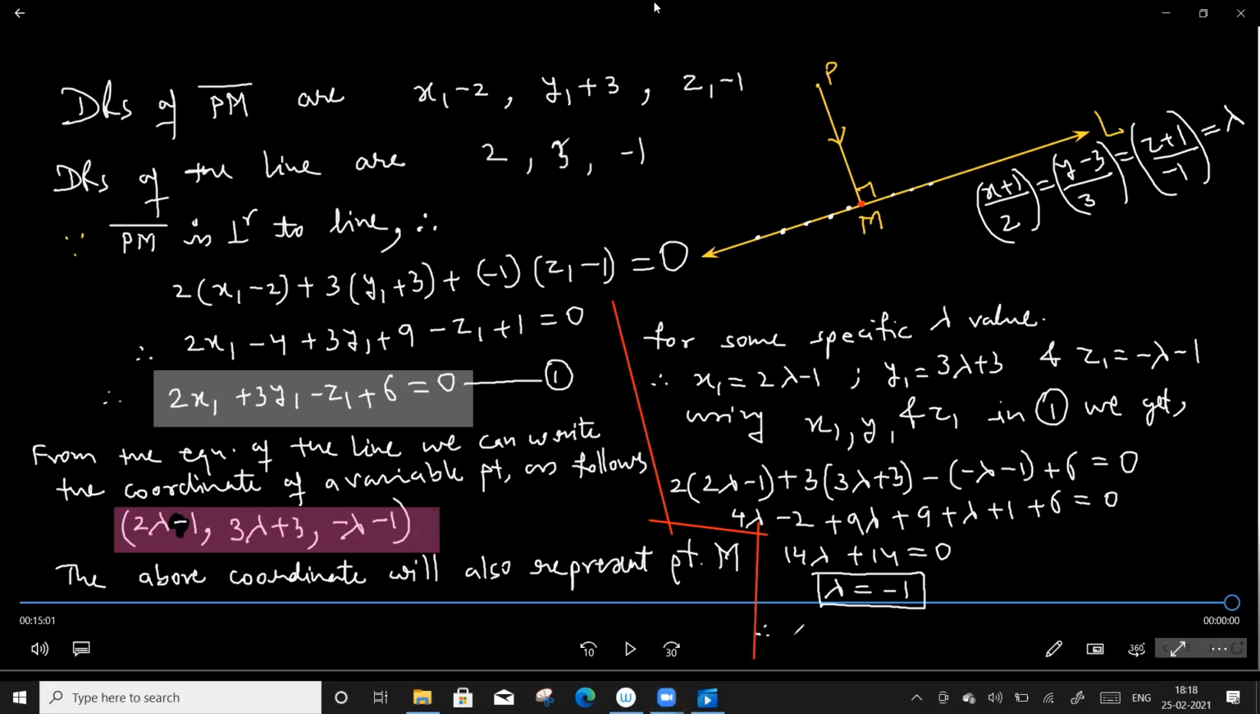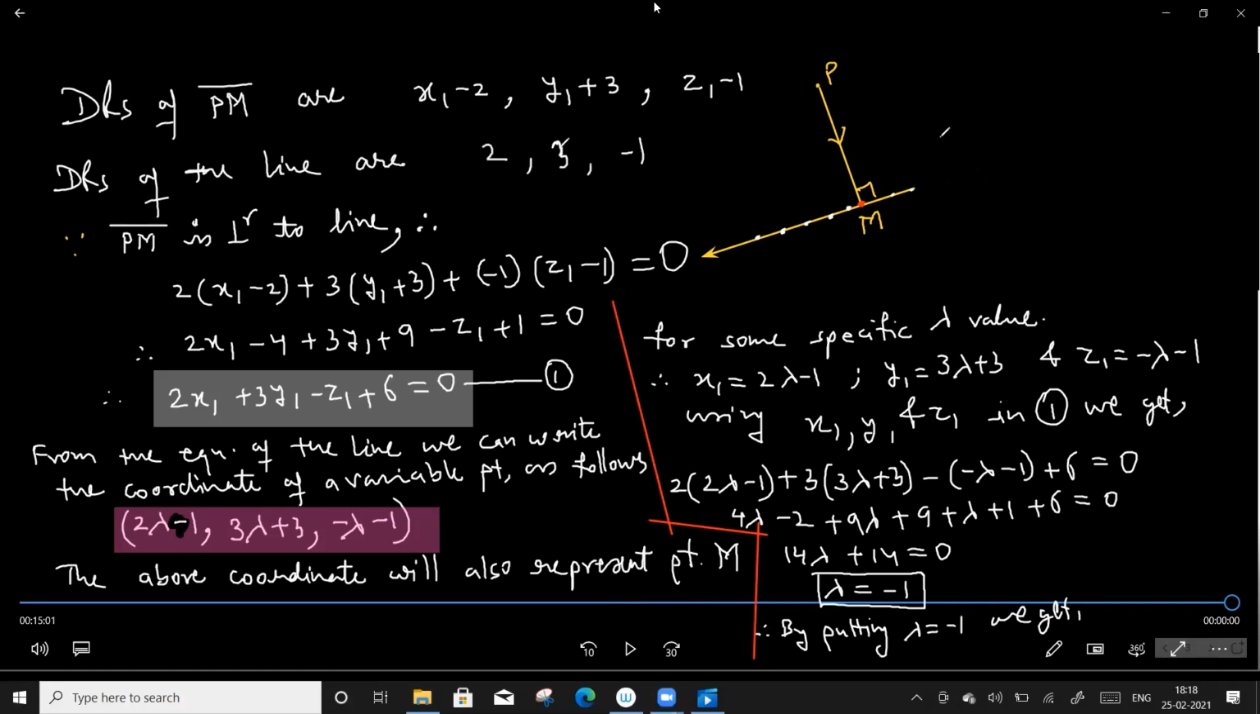Therefore, by putting lambda equals minus 1, we will get point M. We will get the coordinates of point M. So here I write: coordinates of point M. M is equal to, see, you are putting lambda as minus 1. So minus 1 into 2 is minus 2, minus 1 is minus 3.